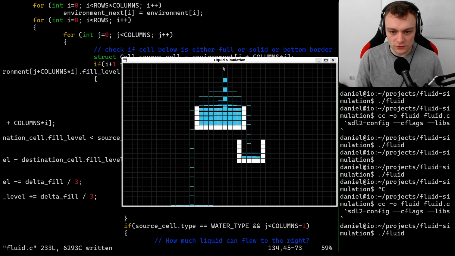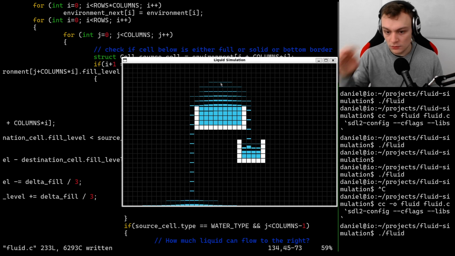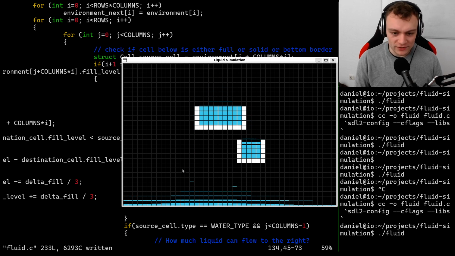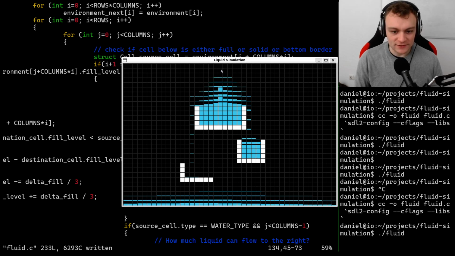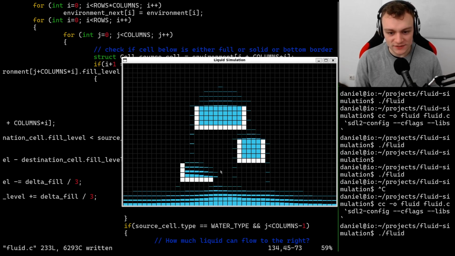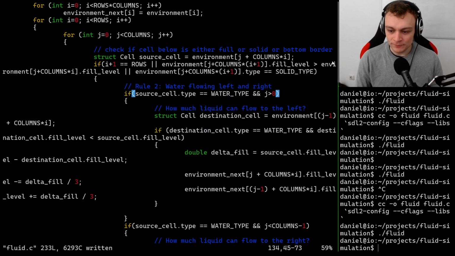That's looking good. Yeah, that looks good. I think that this is the way the simulation is intended to behave. Yes, I think it's working. That's awesome. Now we just have to adapt the graphics in order to get these partially filled cells illustrated properly. So let's have a look at the next rule.